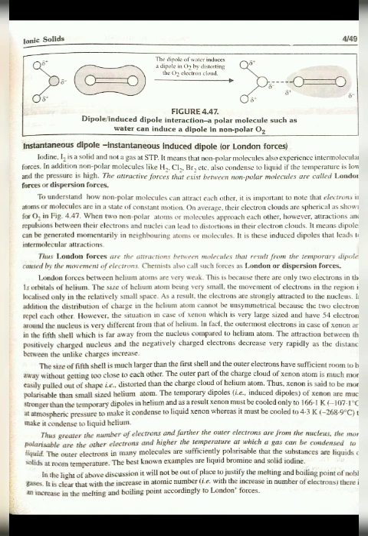In the light of the above discussion, it will not be out of place to justify the melting and boiling points of noble gases. It is clear that with the increase in atomic number, that is, with the increase in the number of electrons, there is an increase in the melting and boiling points according to London forces.